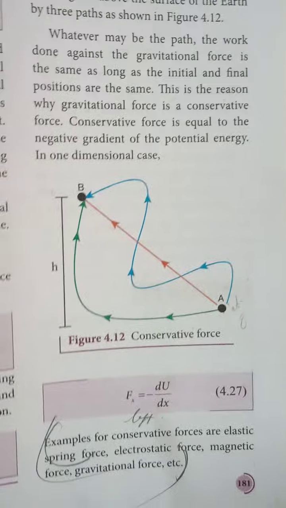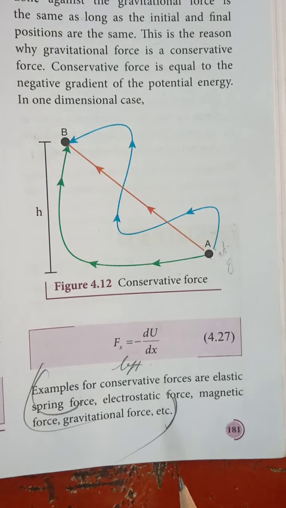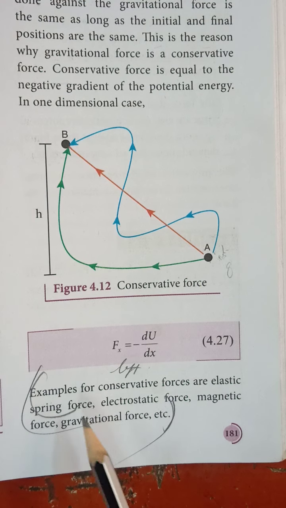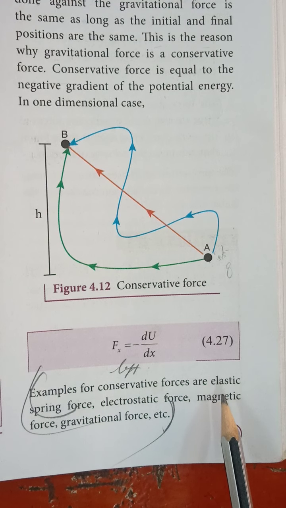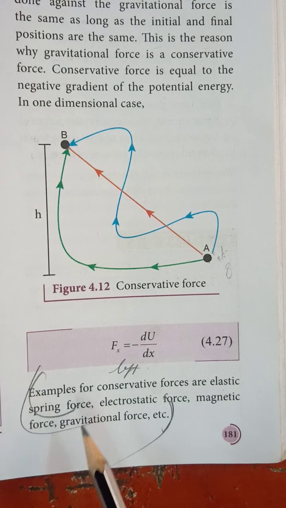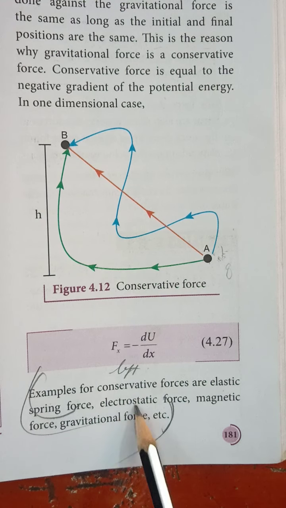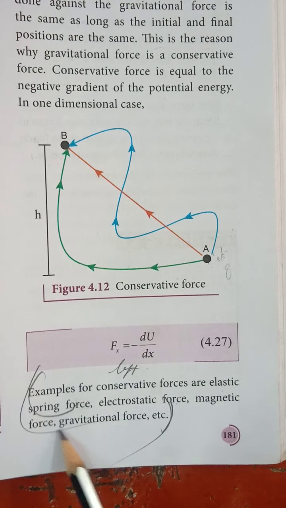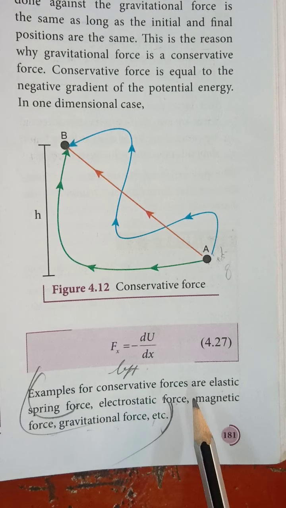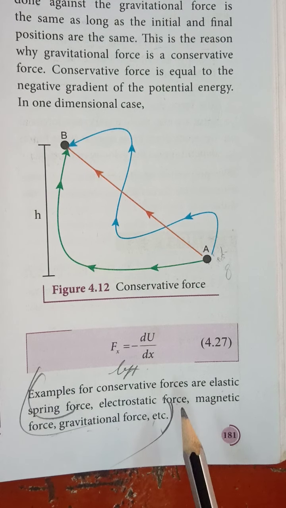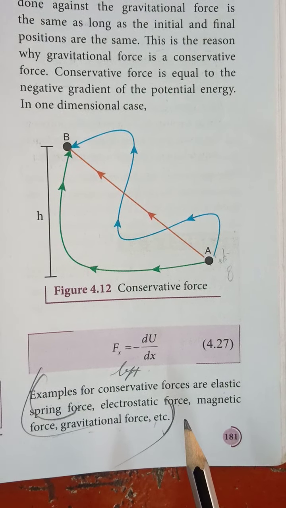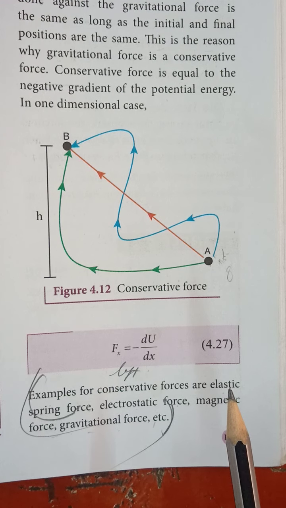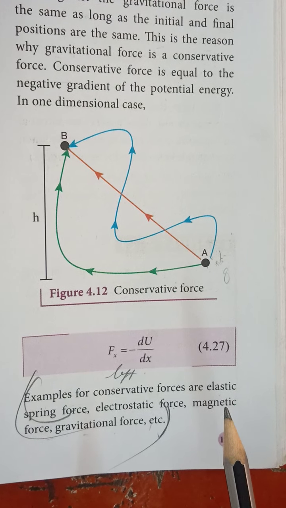Let's see the examples of conservative forces. Examples of conservative force are the elastic spring force, then electrostatic force, then magnetic force, and also gravitational force, etc. All are examples of conservative force. Conserve means constant. The value of the force does not vary from place to place.